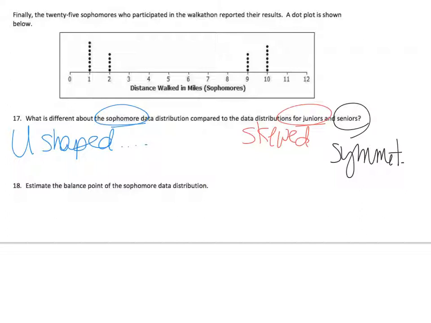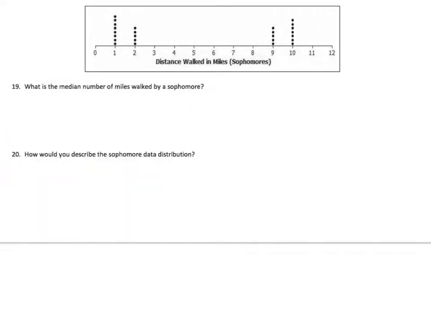Estimate the balance point of the sophomore data distribution. Well, if you count all of these dots, half of them are on the left and half of them are on the right. So an estimate would be about 5, since we have half on the left and half on the right.